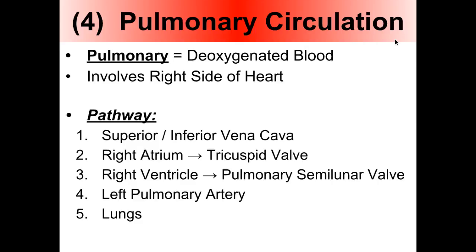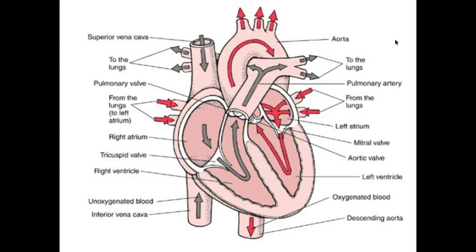Once it gets to the lungs, that's when we breathe out, and then we breathe back in and oxygenate that blood. Once we oxygenate that blood, it comes back in from the lungs through the pulmonary vein, into the left atrium, down to the left ventricle, and out to the aorta, to the rest of the body. So there's your tricuspid valve, and then there's your pulmonary valve.